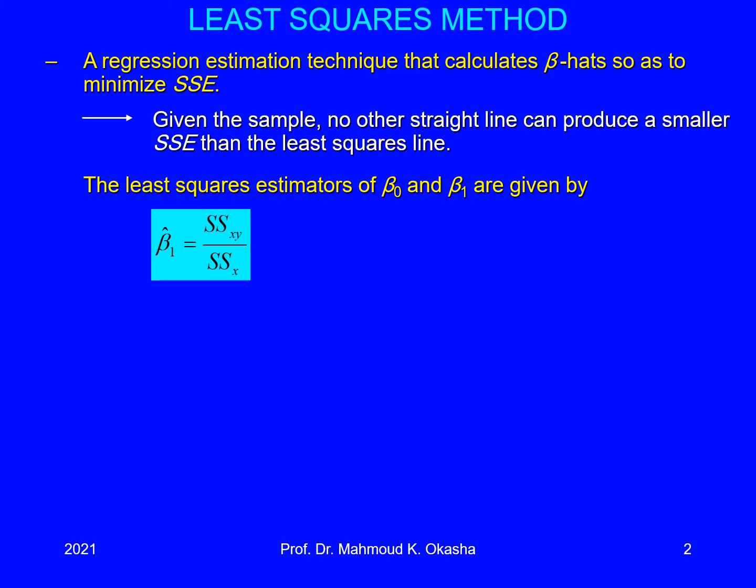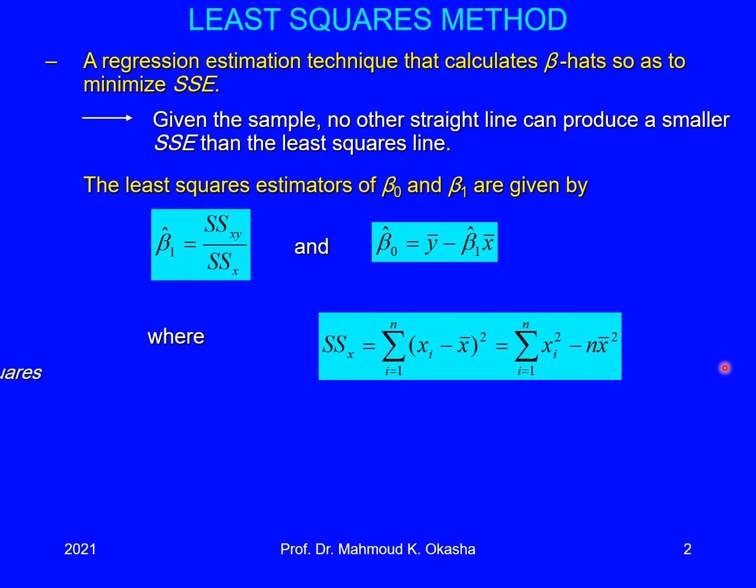So we find the beta naught and beta 1 that make the SSE the minimum, which are given by beta 1 hat as SSXY divided by SSX, and the estimate of beta naught, beta naught hat, is y bar minus beta 1 hat, which we estimated earlier, multiplied by x bar.